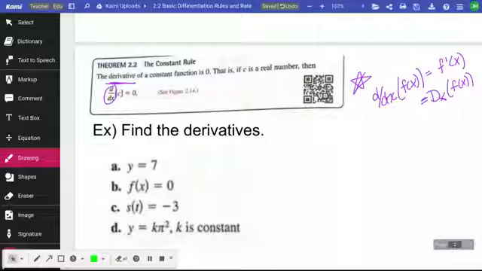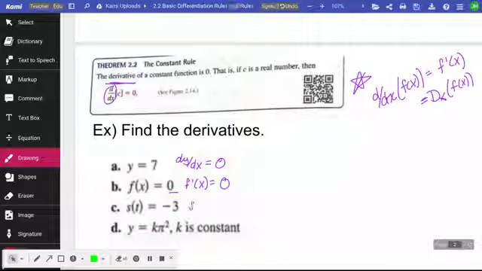So if we go through some of these examples, part A, if we're trying to find the derivative of y, you would actually write that dy over dx. It's the derivative of y with respect to x. Think of change in y over change in x, delta y over delta x, dy over dx. That's how those correlate. Based off the fact that 7 is a constant, the derivative of that is 0. F of x equals 0, you would write that as f prime of x. 0 is a constant, so the derivative of a constant is 0.